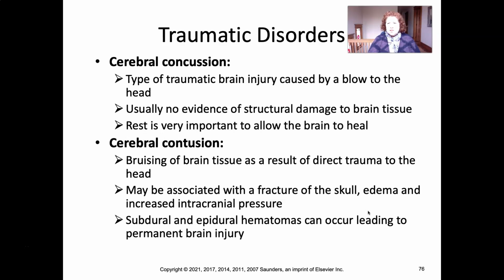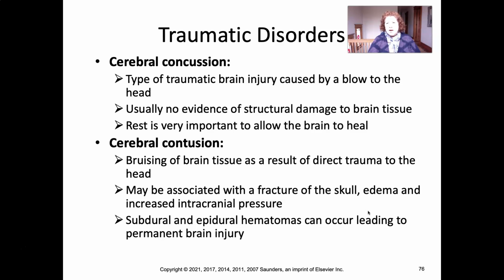Traumatic disorders. Unfortunately, sometimes trauma happens, and that can impact the nervous system. Something that's talked about a lot now are traumatic brain injuries or concussions that happen, usually related to sports. But they can also happen from car accidents. They can happen from a bad fall, all those types of things. There's what's called a cerebral concussion, and that's a traumatic brain injury caused by a blow to the head. There's usually no evidence of structural damage to the brain tissue, and the person needs to rest.